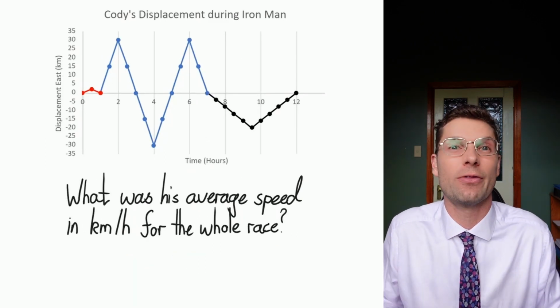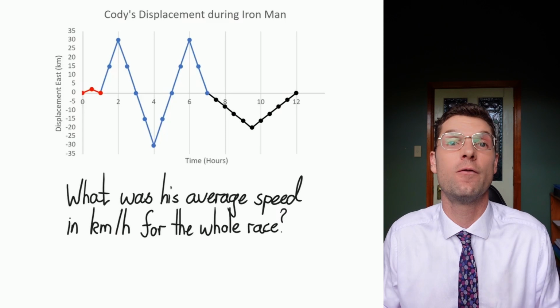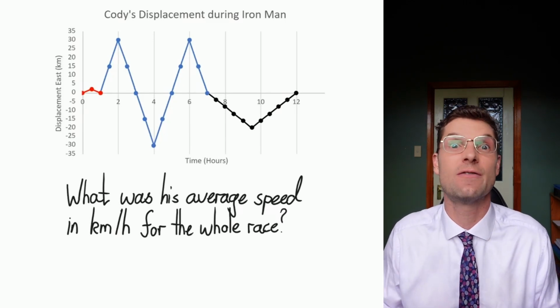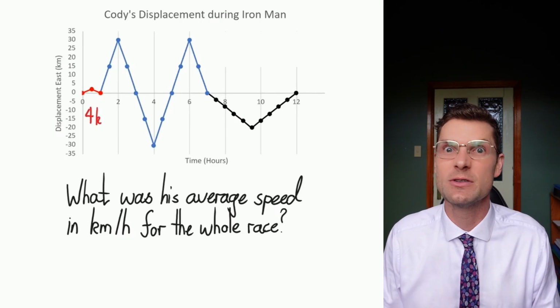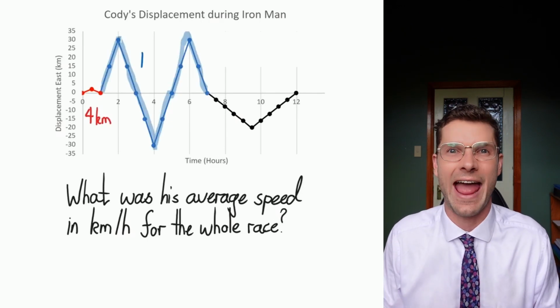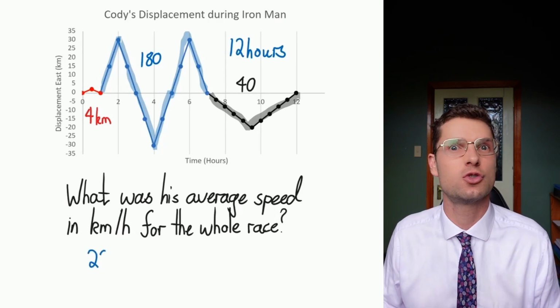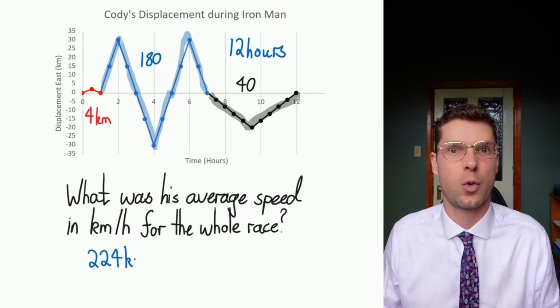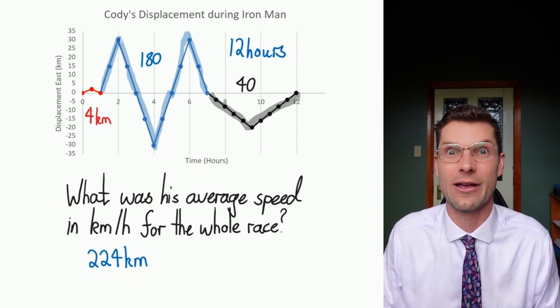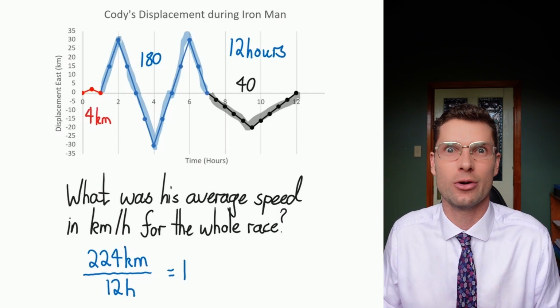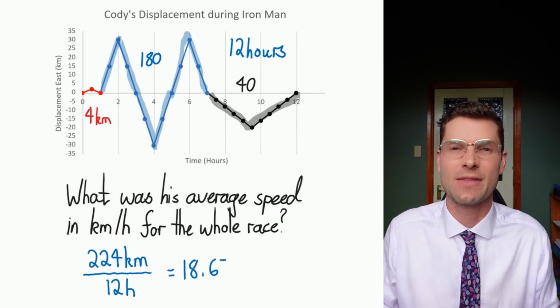Finally, we want to find out what the average speed of Cody was for the entire journey in kilometers per hour. So what we've got to do is find his total distance. The swim was 4Ks, the ride was 180, and the run here was 40. So he's traveled 224 kilometers in 12 hours, which is pretty good going. All we've got to do to find the answer is throw this into the calculator, which is equal to 18.67 kilometers per hour.